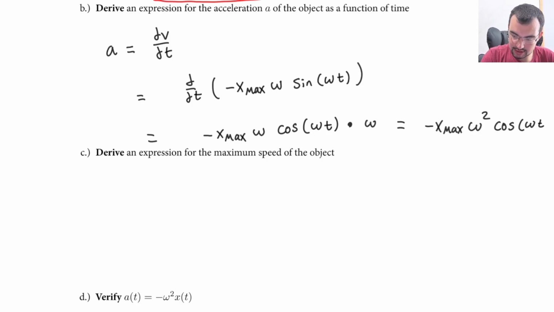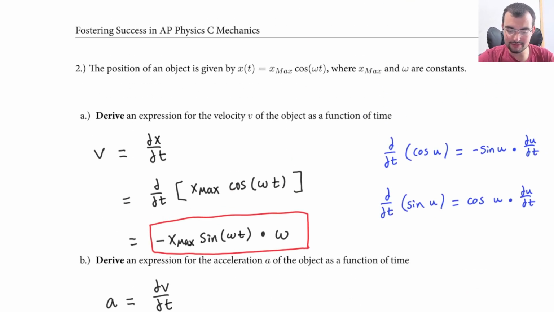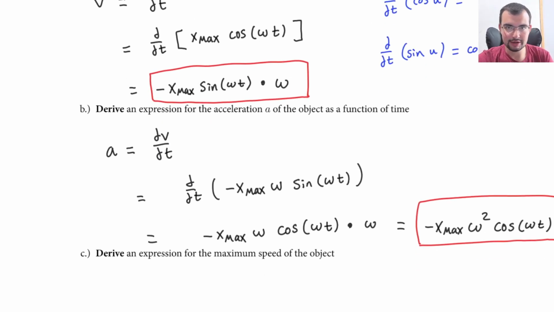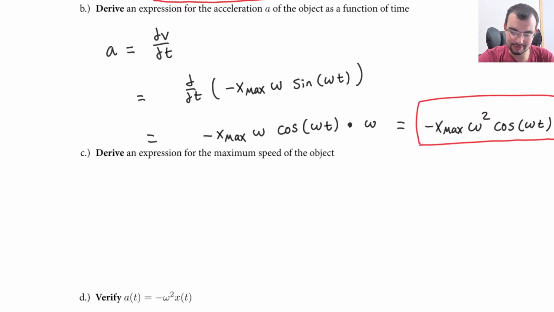cosine of omega t. So you see there's some sort of cycle happening, which is an important property of these trig functions. You'll see they repeat every 4. It goes from sine to cosine to negative sine to negative cosine and back to sine.